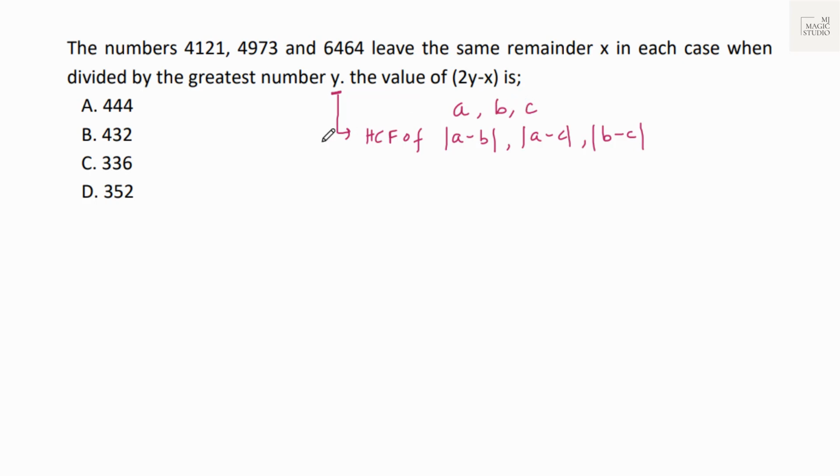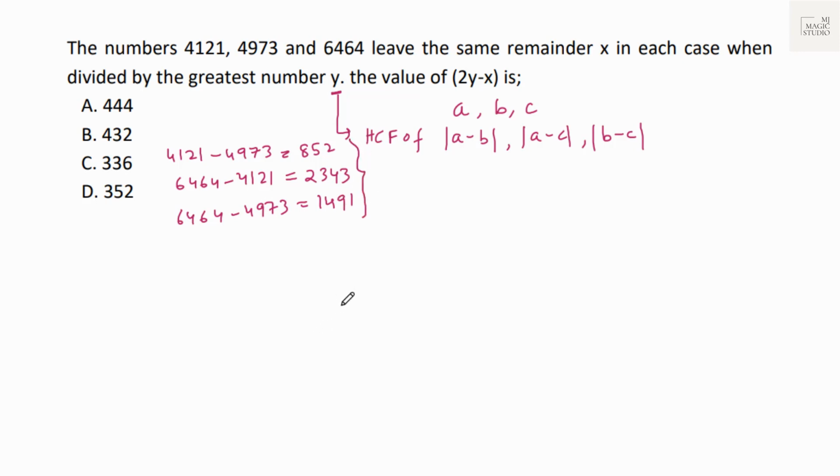So now first, 4973 minus 4121 gives 852. Then 6464 minus 4121 gives 2343. And 6464 minus 4973 gives 1491. We need to find the HCF of these three.